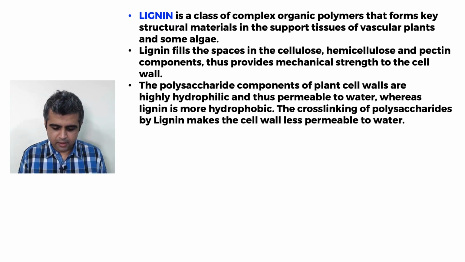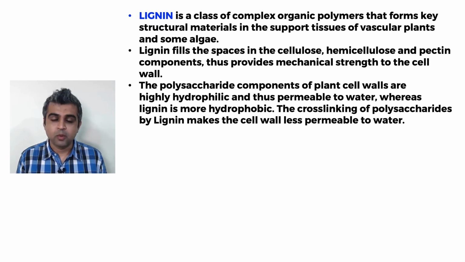The polysaccharide components of the plant cell walls are highly hydrophilic. What are the polysaccharide components? The cellulose and the hemicellulose. They are highly hydrophilic and thus permeable to water, whereas lignin is more hydrophobic. The cross-linking of polysaccharides by lignin makes the cell wall less permeable to water. So lignin will ensure that all these polymers link to each other and will fill up the spaces in between. Thus, when you lignify a cell wall, the cell wall becomes impermeable to water.